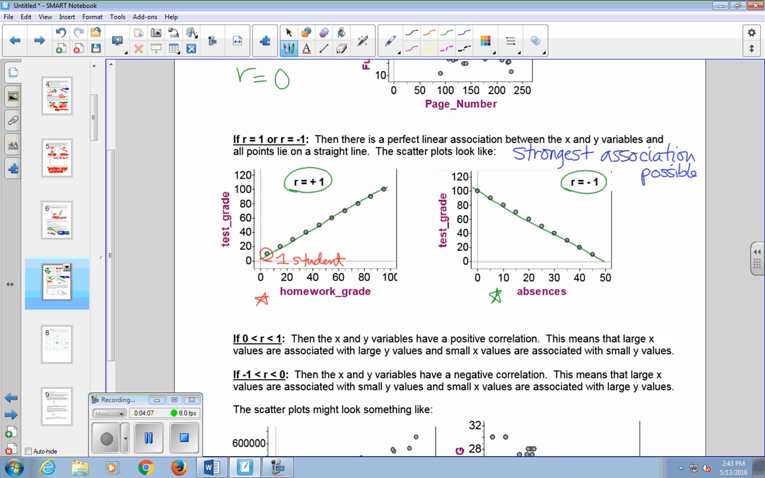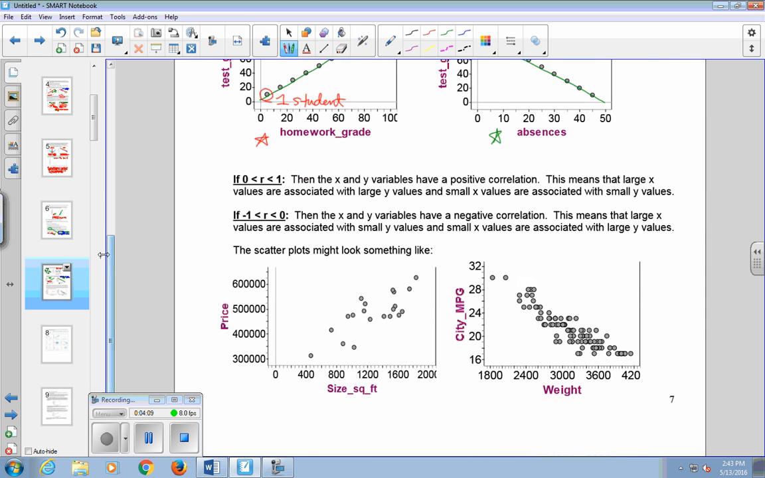All right, last one down here. If you get a correlation between 0 and 1, then your x and y variables have a positive correlation. This means that the large x values are associated with large y values, and small x values are associated with small y values. And that is in the scatter plot on the left. So this is a correlation that has a positive sign.